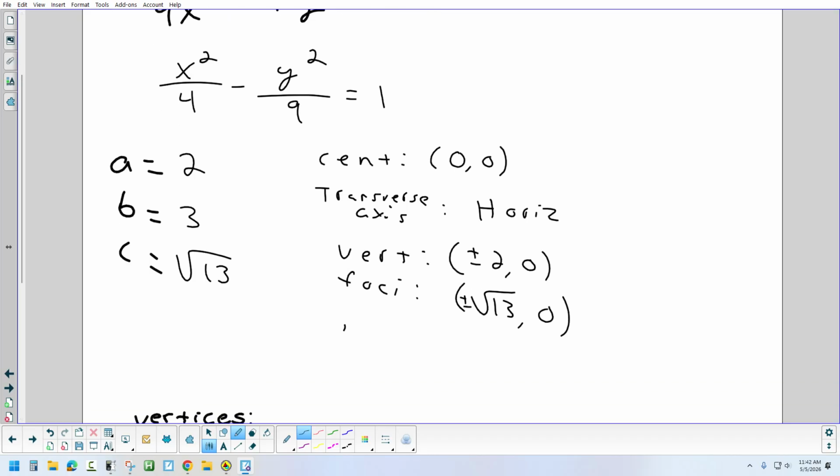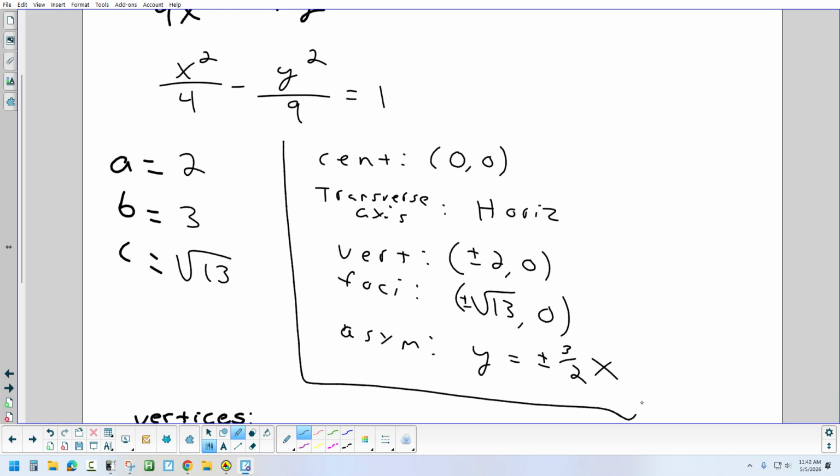Asymptotes. What's going to be the slope of my asymptotes? 2 slopes. Yep. 3 over 2. B over A. This time, 3 over 2 doesn't reduce. So those actually are your values that you would need. Okay, any questions on those 5?